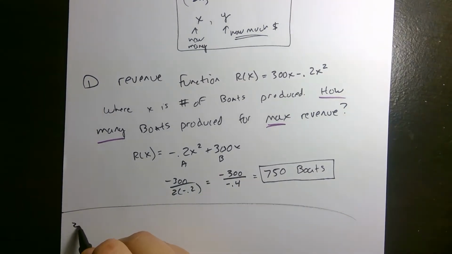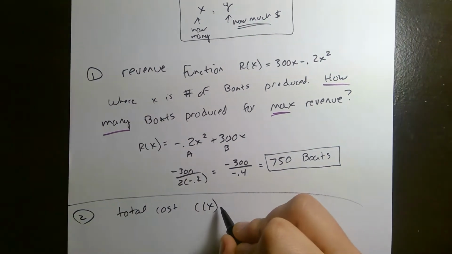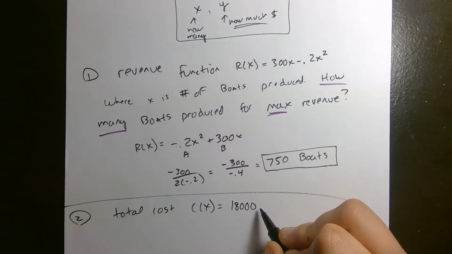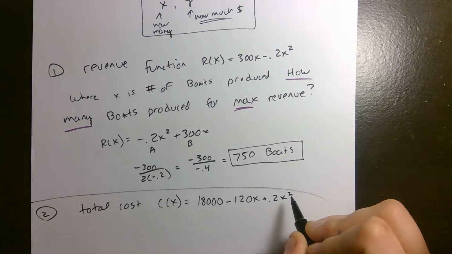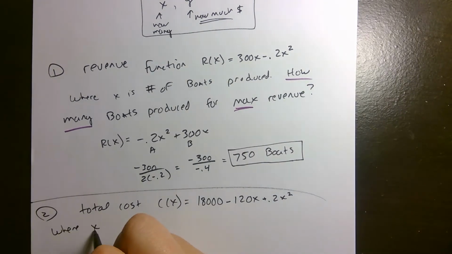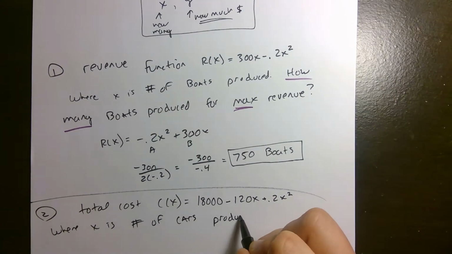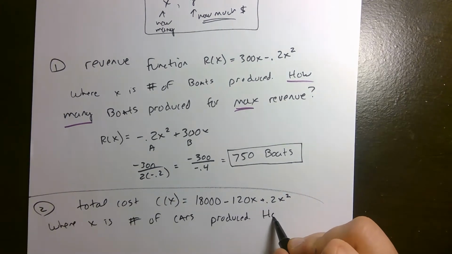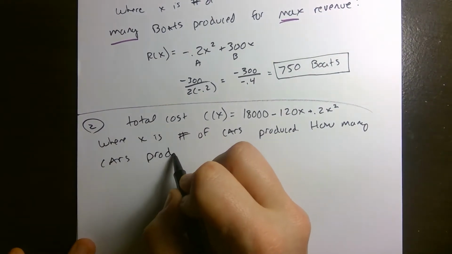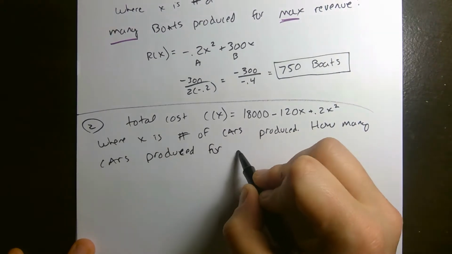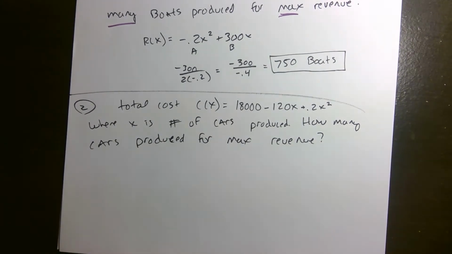Okay, number 2 is going to be similar. We're going to have this total cost function, and it's going to be c of x equals 18,000 minus 120x plus 0.2x squared. And in this particular problem, we know x is the number of cars produced. And just like the last question, I want to know how many cars produced for max revenue. There's my question. How many cars need to be produced for me to reach my maximum revenue?